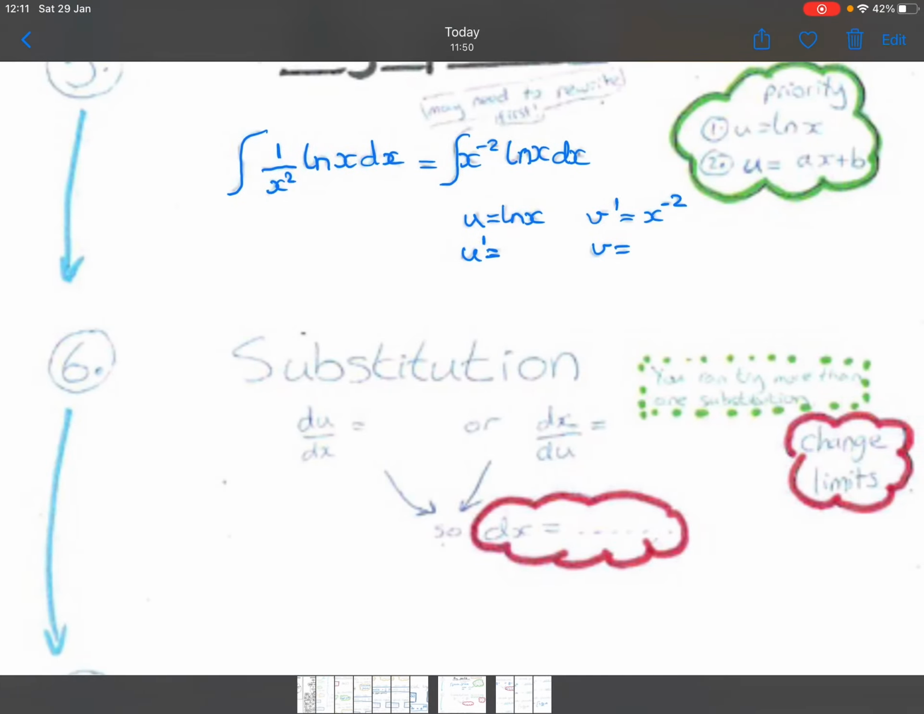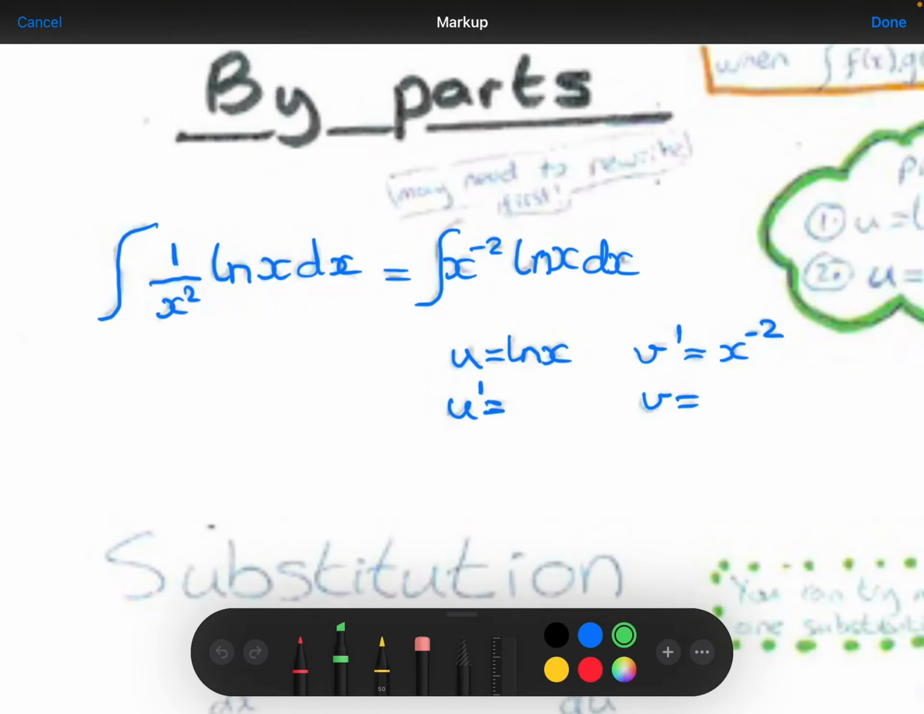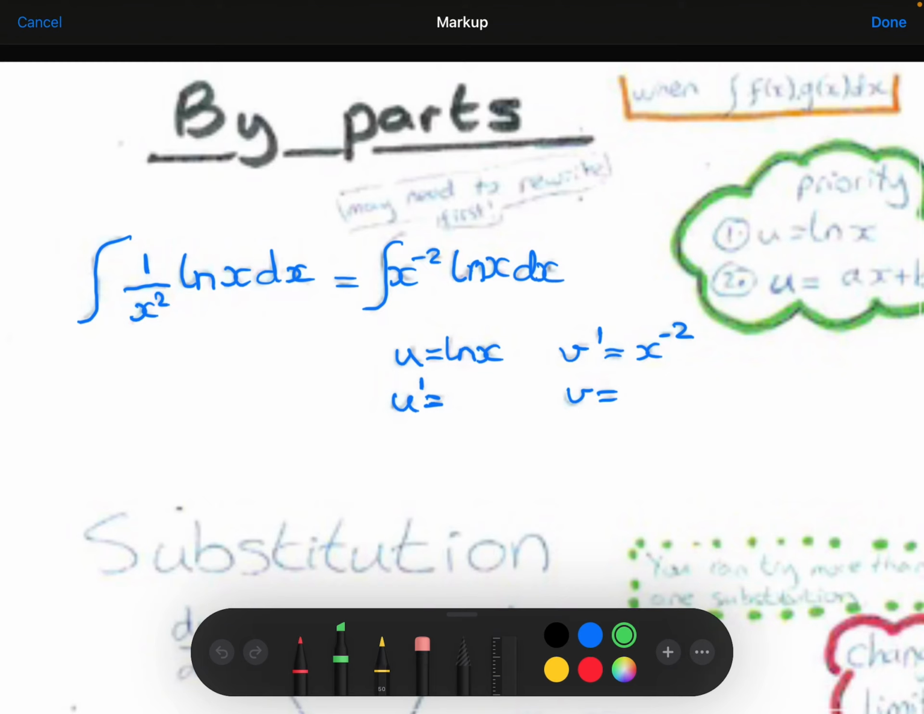Next, we get to the integration by parts. We do integration by parts when we have a product of 2 functions. So in this example here, I've got the 1 over x squared multiplied by the ln x. It is a product of 2 functions, so I'm using integration by parts. The integration by parts formula is given to you in the formula booklet, but it is basically uv minus the integral of u dash v.